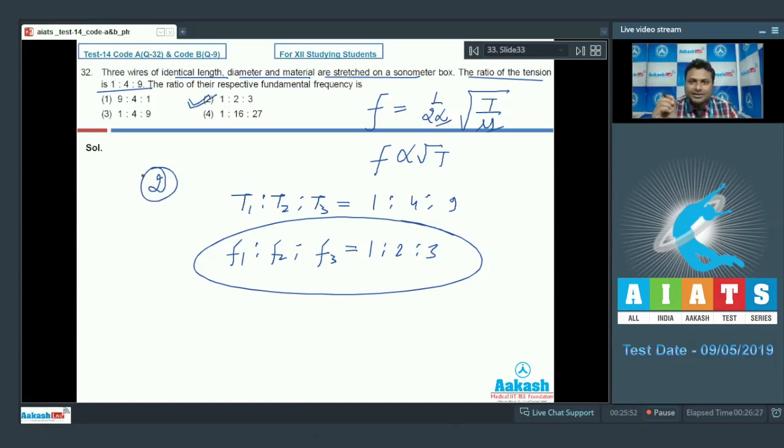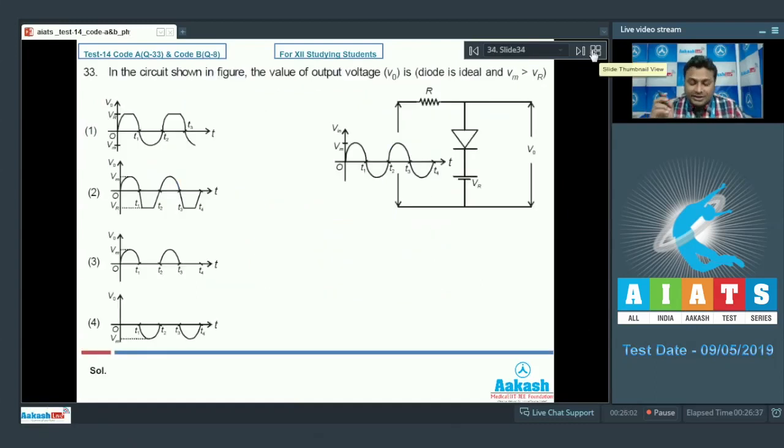Now move on to the next, that is 33 number. So here is question number 33, everyone. In the circuit shown below, the value of output voltage V0 is, diode is ideal, and maximum value of input voltage is greater than this given VR, clearly given in the question.